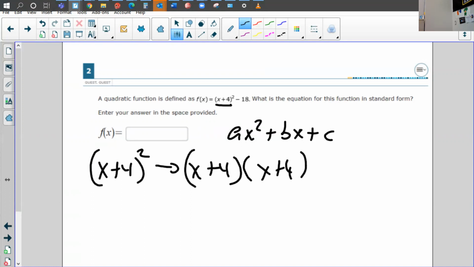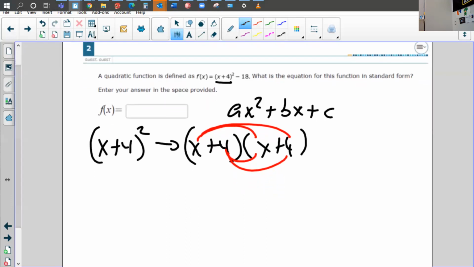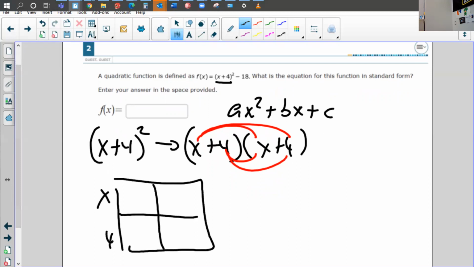If I'm multiplying 2 binomials, some of you guys know how to do this by distribution. You can take x times x, x times 4, and then 4 times x, 4 times 4. If that doesn't ring a bell, use the X box method. X goes there, 4 goes there, x goes there, 4 goes there. X times x is x squared. X times 4 is 4x. 4 times x is 4x. And some of you guys are putting 8 here. Remember, you don't add the 4s, you multiply them.